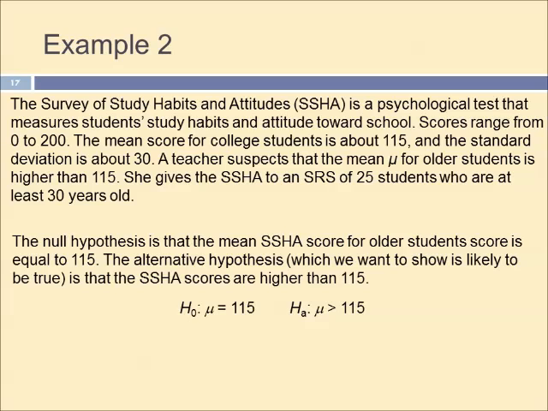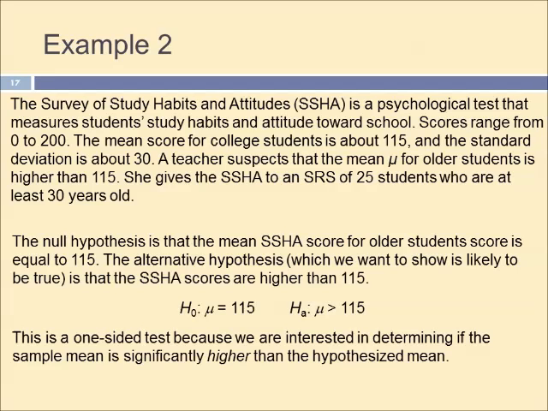The hypotheses: the null hypothesis, mu equals 115. The alternative, mu is greater than 115. Keep in mind, the mu that we're interested in here is the mean score for the 25 students who are at least 30 years old. That's what we're looking for. So in this case, we have a one-sided test because we're interested in determining if the sample mean is significantly higher than the hypothesized value.